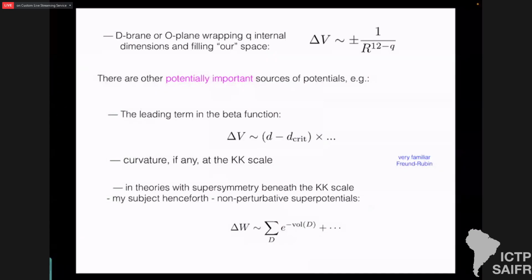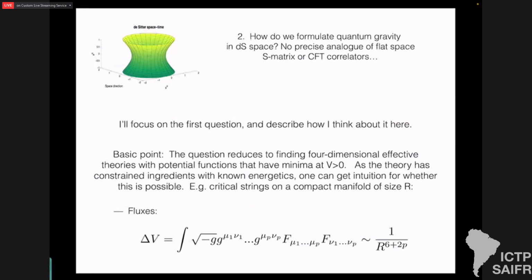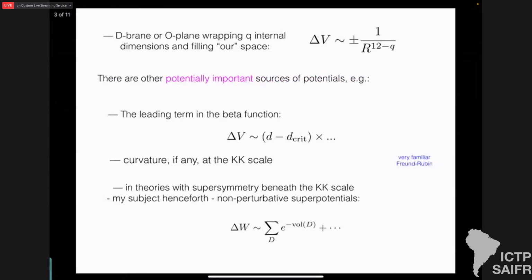This is familiar to all of you from Freund-Rubin solutions that famously give, for instance, AdS5 times S5. The sphere curvature, importantly, contributes negatively. In theories that have supersymmetry beneath the KK scale, which are going to be my subject henceforth, it's usual to package the potential in a superpotential. One of the terms that's common basically captures this flux energy that I mentioned before, but also it's well known, it has been studied for decades, that there could be non-perturbative contributions to the superpotential.